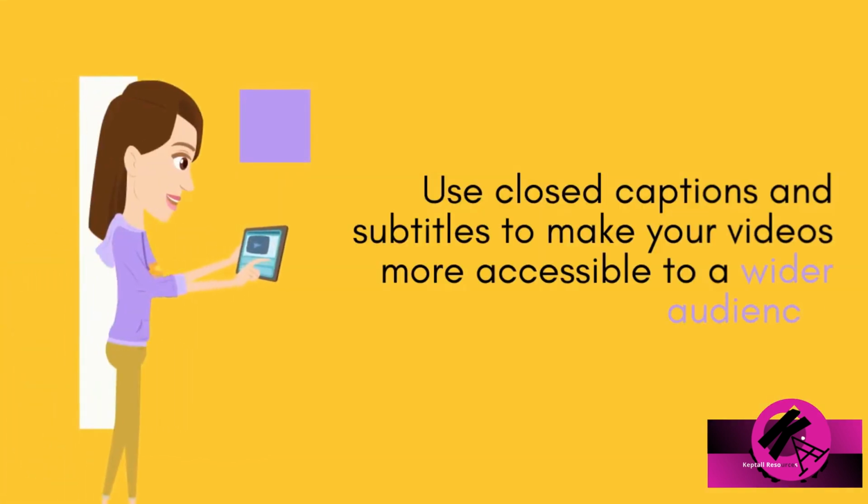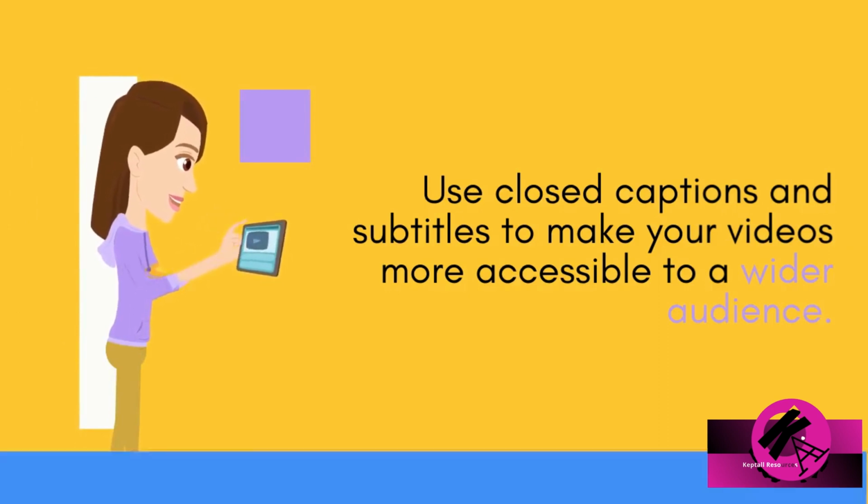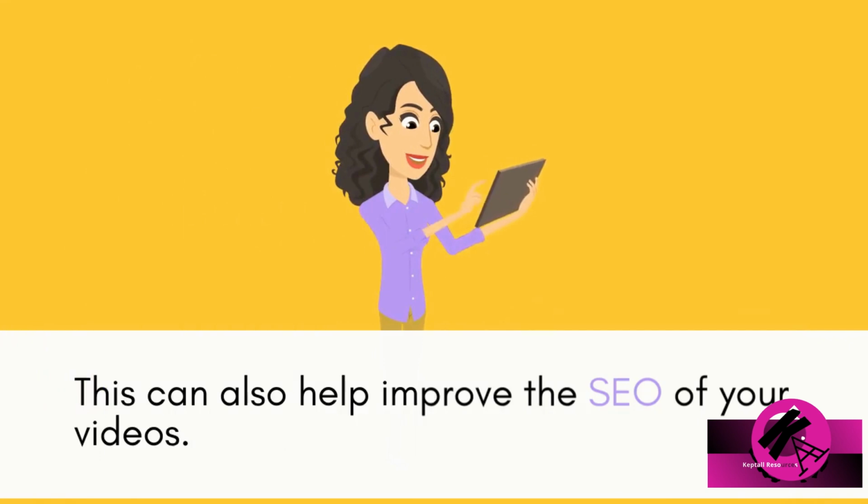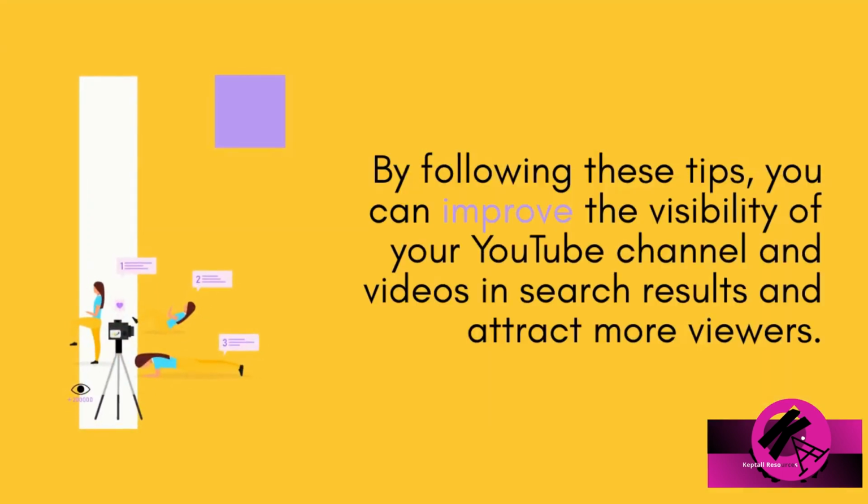Use closed captions and subtitles to make your videos more accessible to a wider audience. This can also help improve the SEO of your videos. By following these tips, you can improve the visibility of your YouTube channel and videos in search results and attract more viewers.